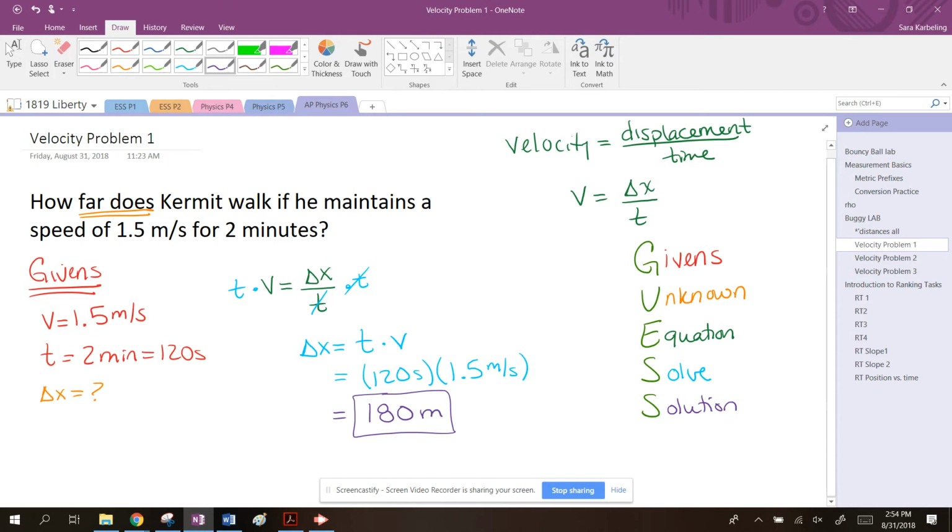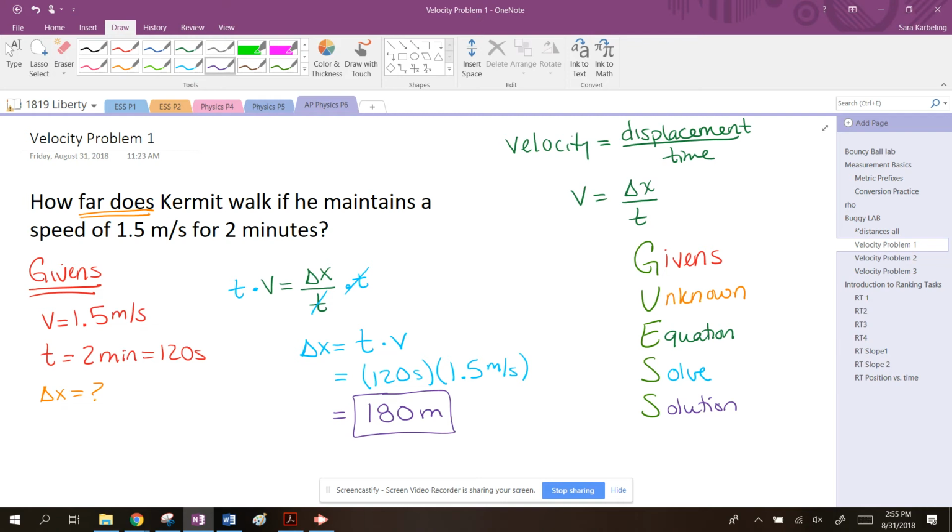Fair enough? Okay. Pretty straightforward problem. The reason I gave you a straightforward one to start with was because then we can go through the steps. You can see what's going on without getting too wrapped up in the mathematics that's happening there. Okay? Givens, unknown, equation, solve it, and then you've got your solution.